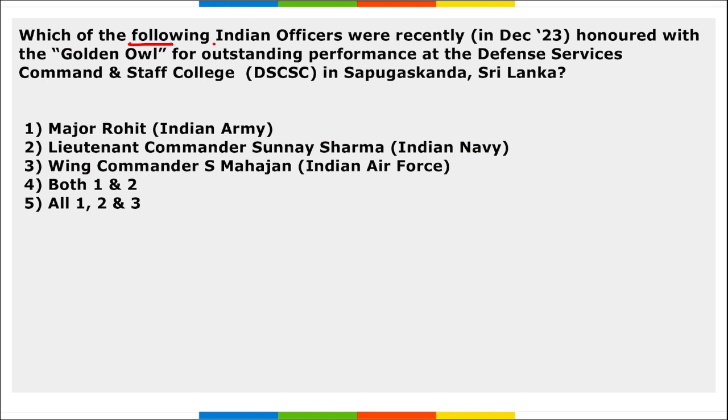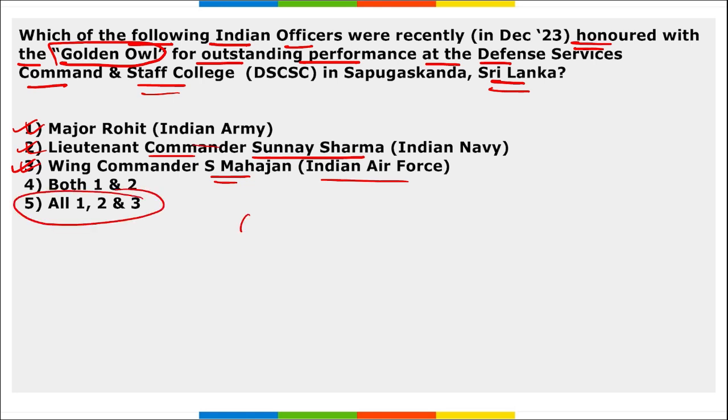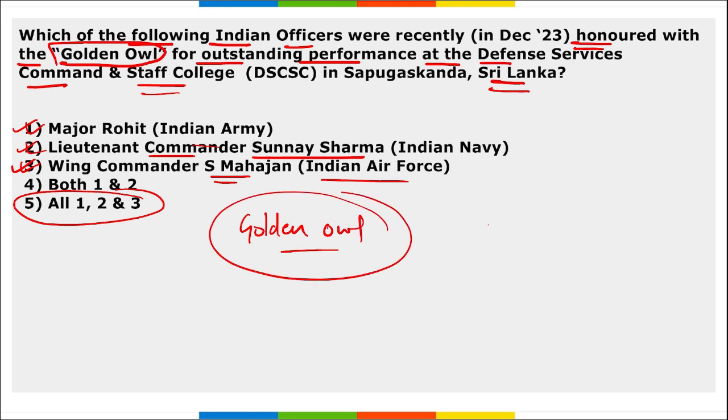Next, which of the following Indian officers were recently honored with the Golden Owl for outstanding performance at the Defence Service Command and Staff College in Sri Lanka? So which of the Indian officers? Remember all three of them: Major Rohit of Indian Army, Lieutenant Commander Sunny Sharma of Indian Navy, and Wing Commander S. Mahajan of Indian Air Force. They all three of them were honored with the Golden Owl Award for outstanding performance in Defence Service Command and Staff Colleges in Sri Lanka.